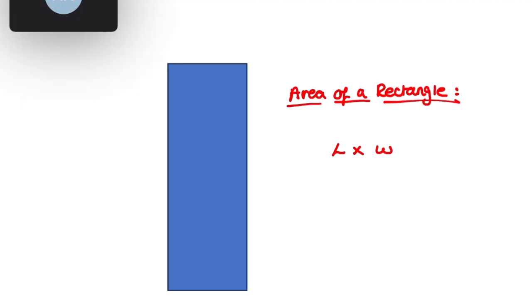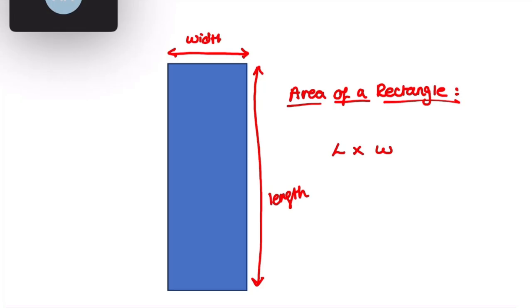For a rectangle, you're all probably familiar with this. The area of a rectangle is just length times width. That's how you work out the area of a rectangle. Your length is the longer side, so this over here is your length, and your width is the shorter side. So this is your width. You literally just multiply those two together to get the area of the rectangle.